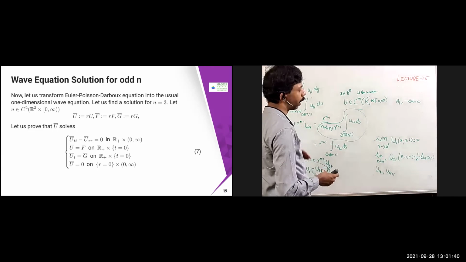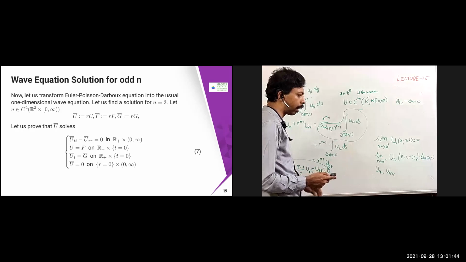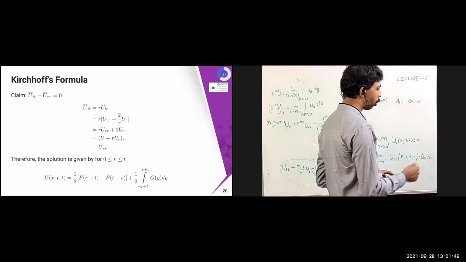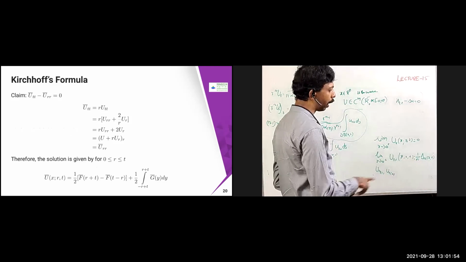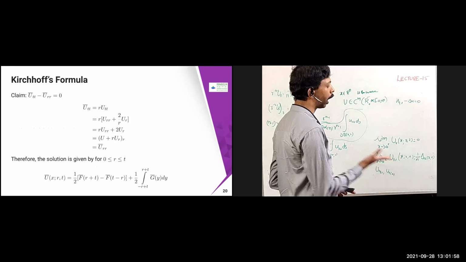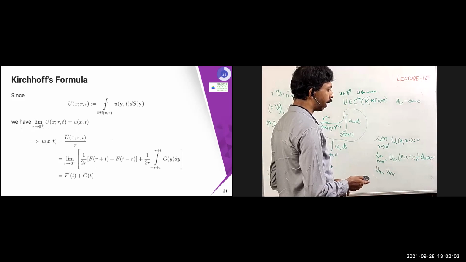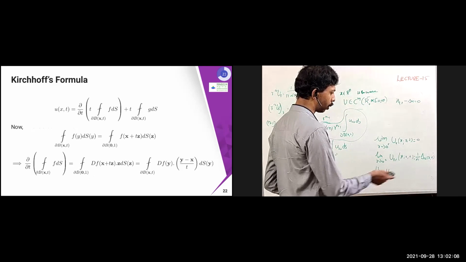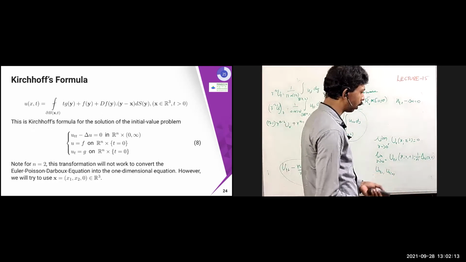What we'll do is use the results which you obtained from the odd case. This is the equation you are going to solve for the n equal to 3 case. Then you will get a similar kind of equation. For that equation, I'm going to obtain the solution using D'Alembert's formula, and from that I will get the answers for this equation. That's what I'm going to discuss in the Kirchhoff formula. We'll see it in the next class.